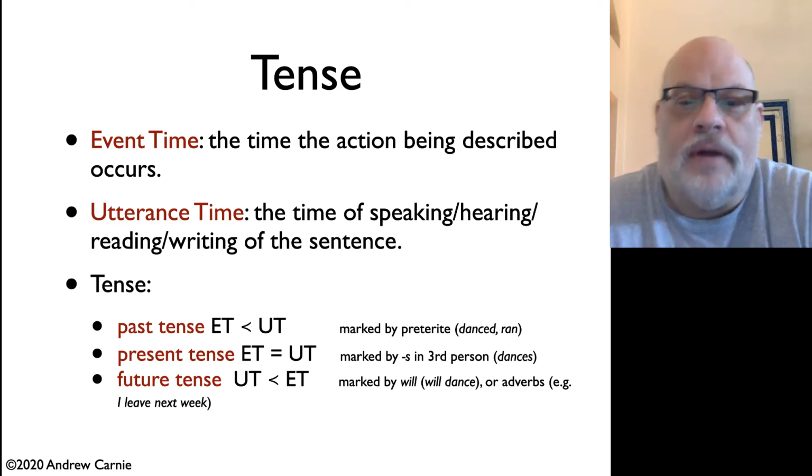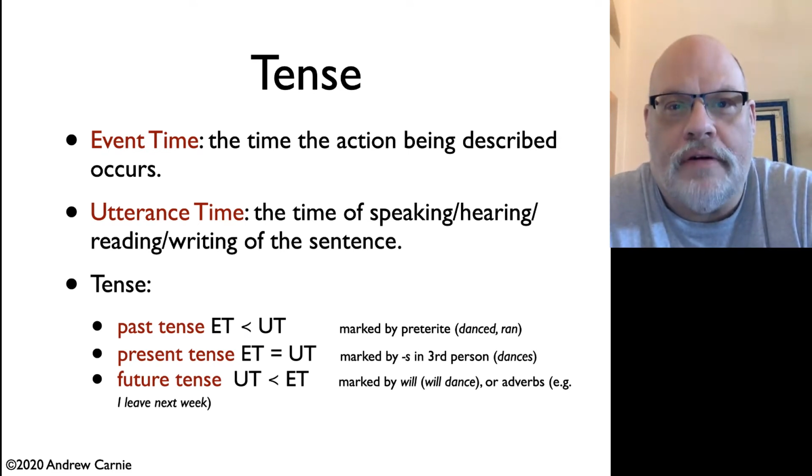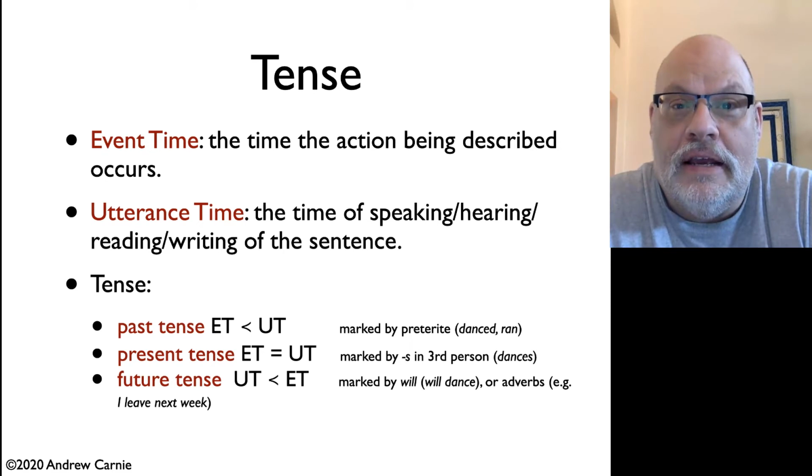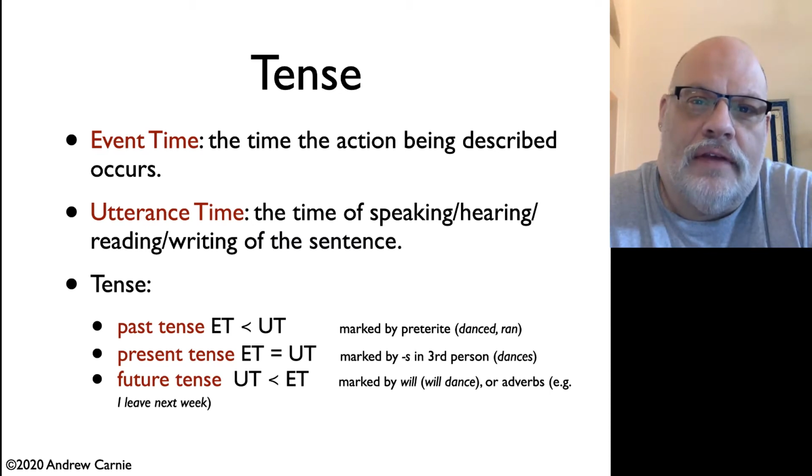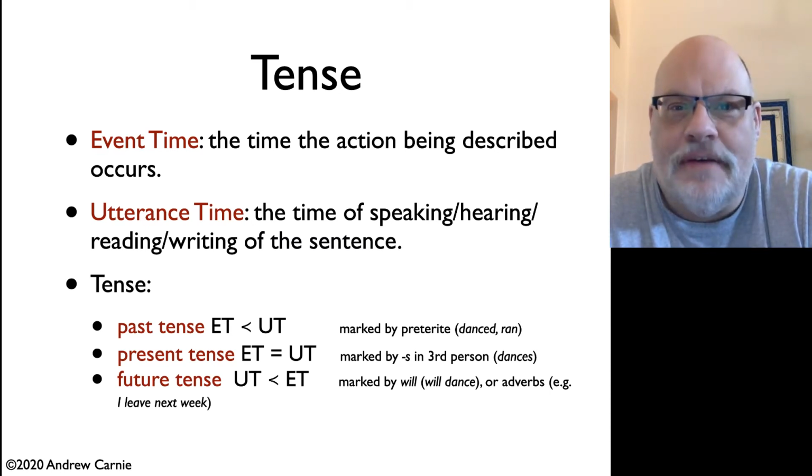In English, this is marked by a special verb form called the preterite, which is sometimes spelt with an E and sometimes without, but it's always pronounced preterite. These are forms in English like the ones that are marked with the ed suffix, as in danced, but they can also show up in special irregular verb forms like ran. Preterite refers to both those forms with the past tense suffix and those special forms. In the past tense, we have the event time before the utterance time, and it's marked by the preterite.